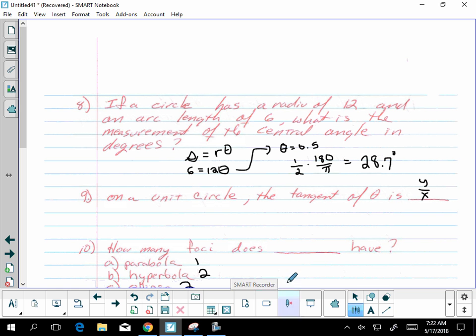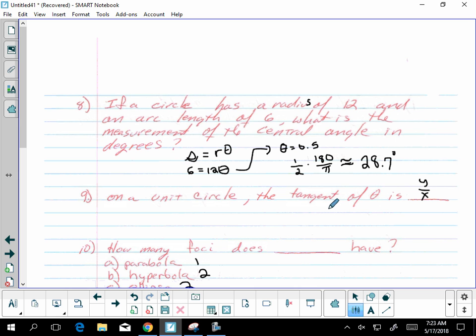If a circle has a radius of 12 and an arc length of 6, what is the measurement of the central angle in degrees? You need to remember that formula, s equals r theta. Plug in what you know. The arc length is 6. The radius is 12. I got theta equals 0.5. That's in radians. I need that in degrees. So I multiply that by 180 over pi, and I got 28.7. And I probably should have put approximately because it is a rounded answer.